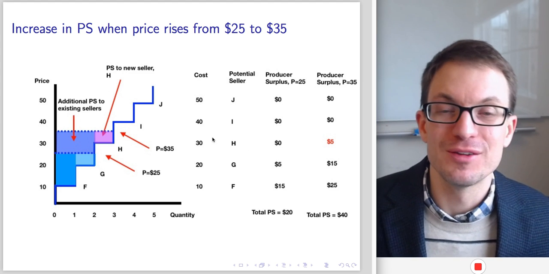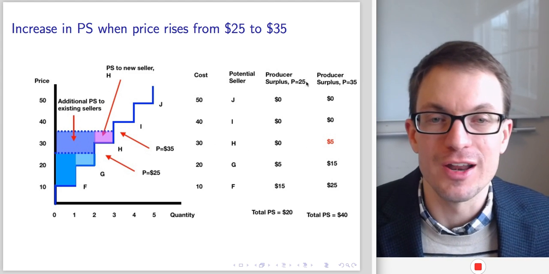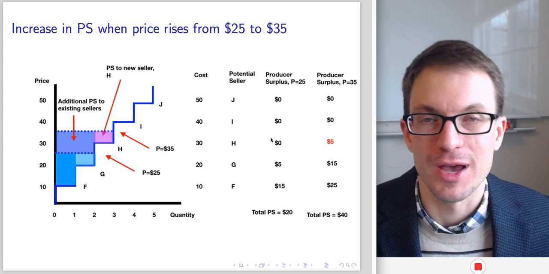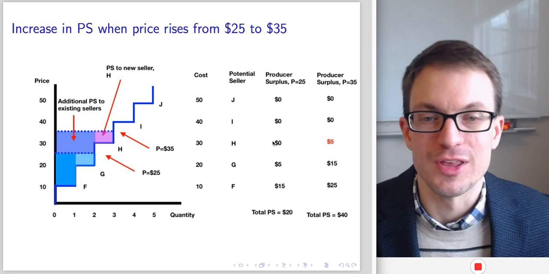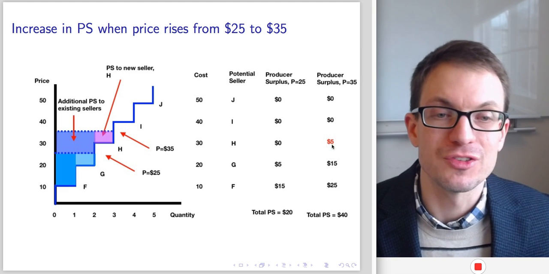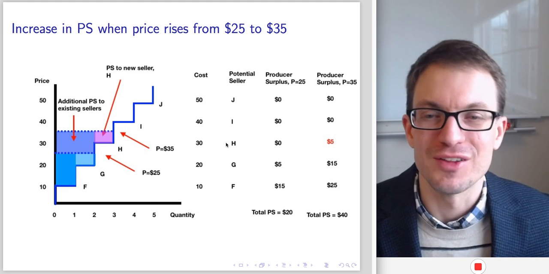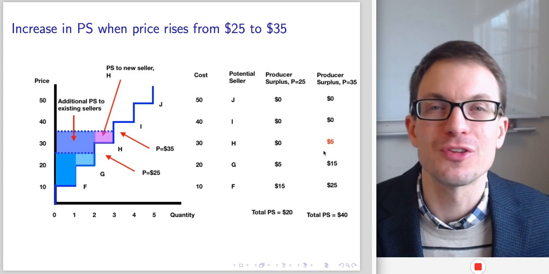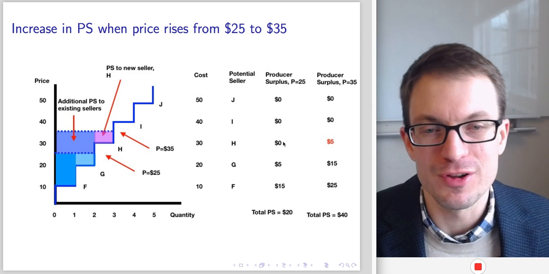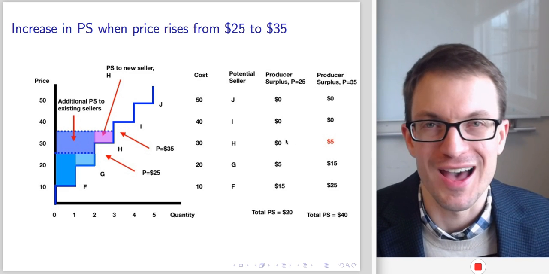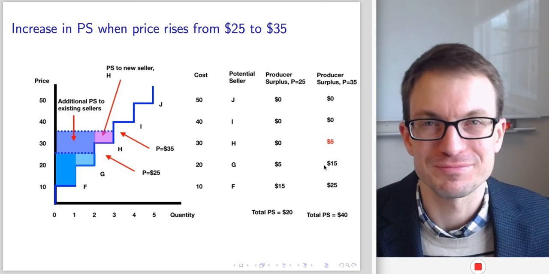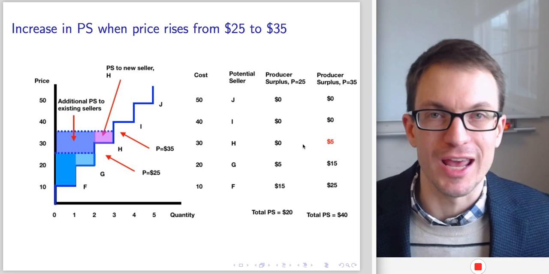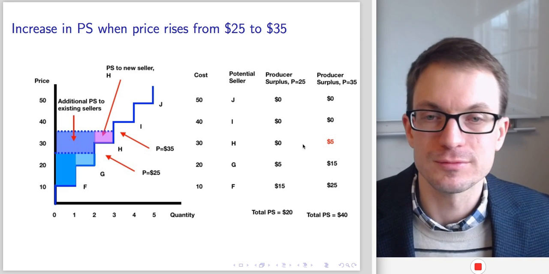Who's really happy? Seller H. Seller H is unable to participate at the price of 25 because 25 minus 30 is a negative number, minus 5. We just give them a 0 and say that they're not participating. However, when the price rises $10, $35 minus the cost of 30 is producer surplus of 5. That's why I put this in red. Right? Every seller's producer surplus is higher, conditional on them being in the market. But seller H is affected differently because now they're engaging in economic activity, whereas previously they were not.